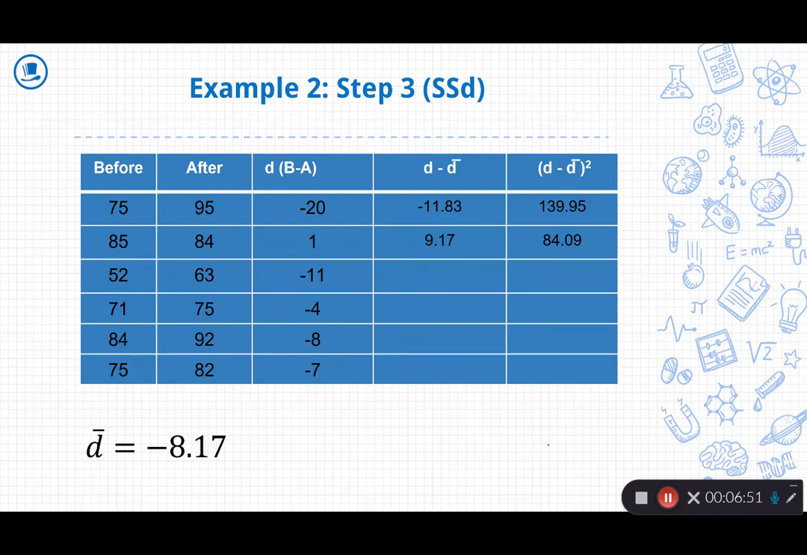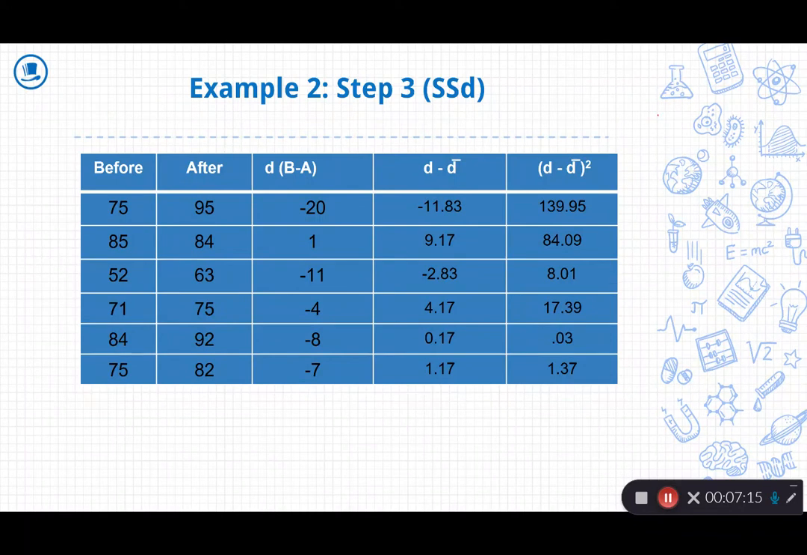And then you see in the final column, I squared each of those deviations. There's the squares. Here's the deviation, square it, 139.05. 9.17 squared, 84.09. There's the rest of the deviations and their squared values.